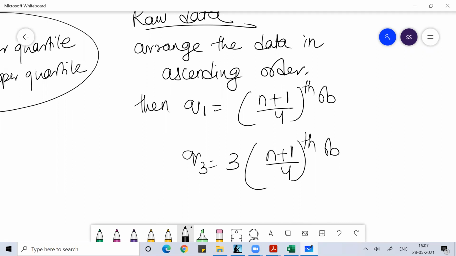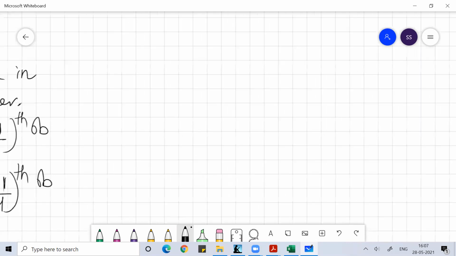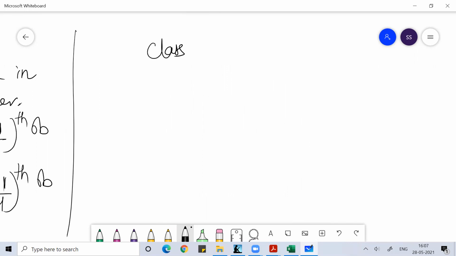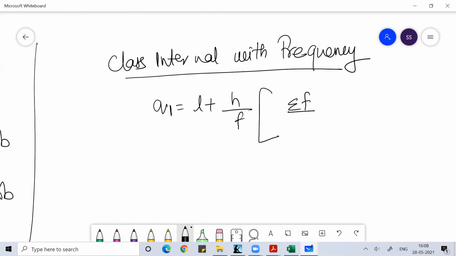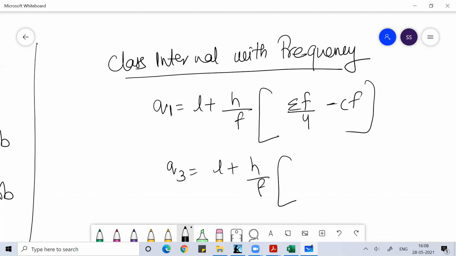Similarly, if I give you class intervals with frequency, how will you find Q1? The Q1 formula was L plus H by F into (sum of F by 4 minus CF). This was the formula of Q1. The Q3 formula is L plus H by F into (3 into sum of F by 4 minus CF).